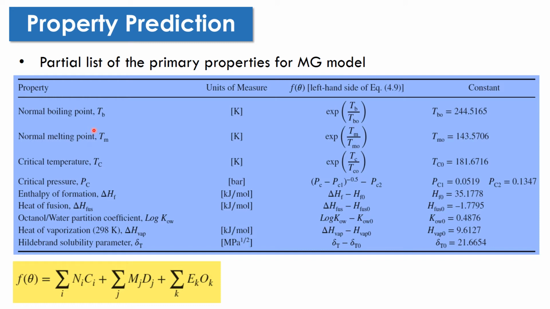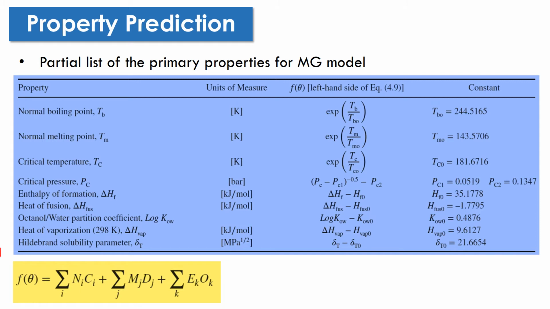So how to use this? This is the property, this is the unit, and this is the function on the left hand side of the equation. For example, if you need to predict the normal boiling point, then the left side of this equation you just need to change to this term. So basically, if you want to predict, let me see if I can write something there.